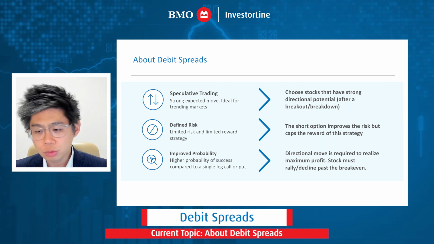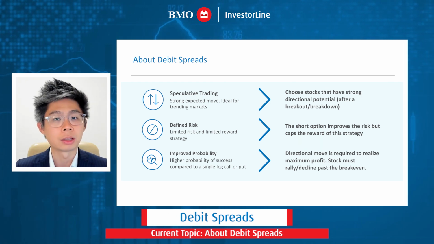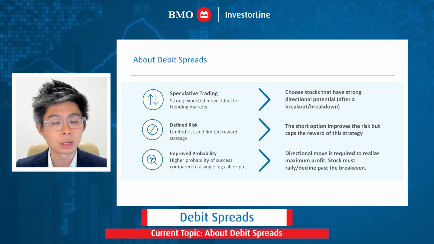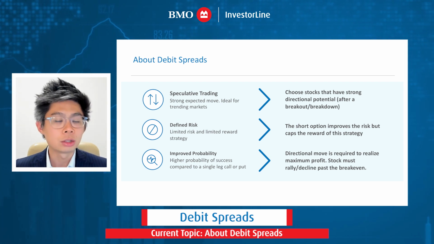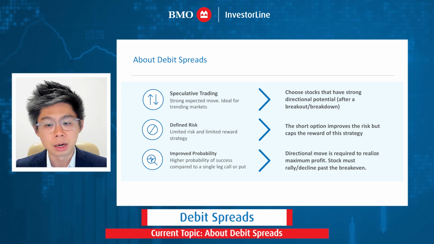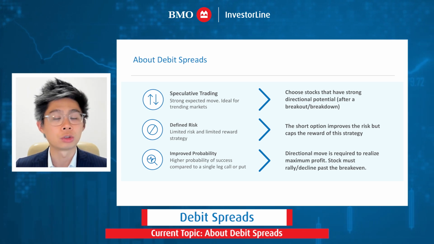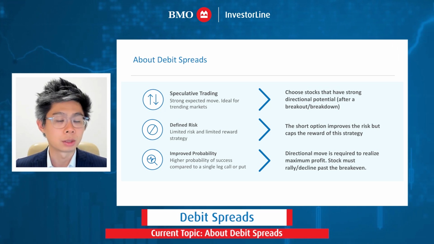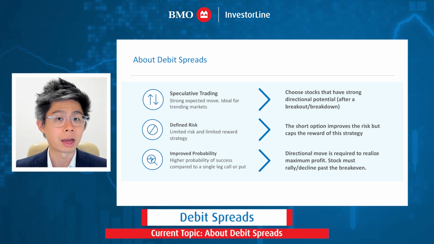Now, it's really important to remember that when you're trading these types of speculative strategies using a debit vertical spread, you need to trade them in a market where you believe that there's going to be a fairly significant directional move in one direction or another in order for it to make sense to utilize this type of strategy.